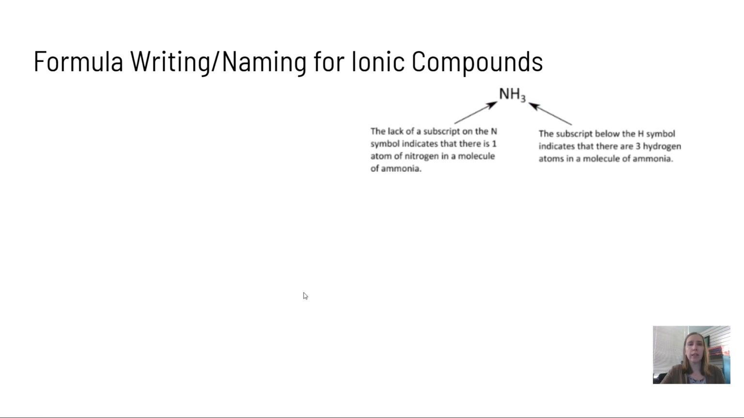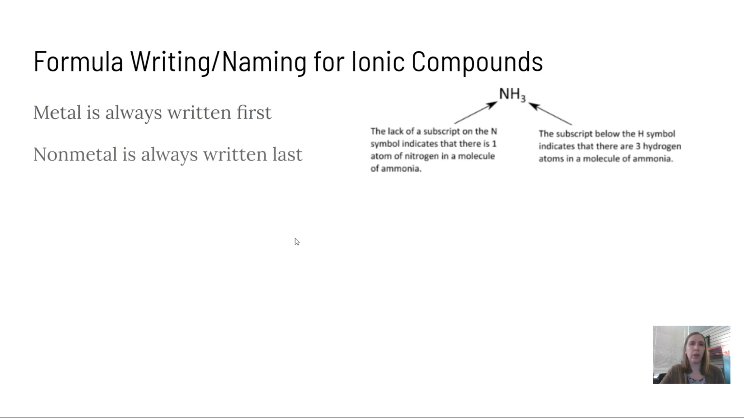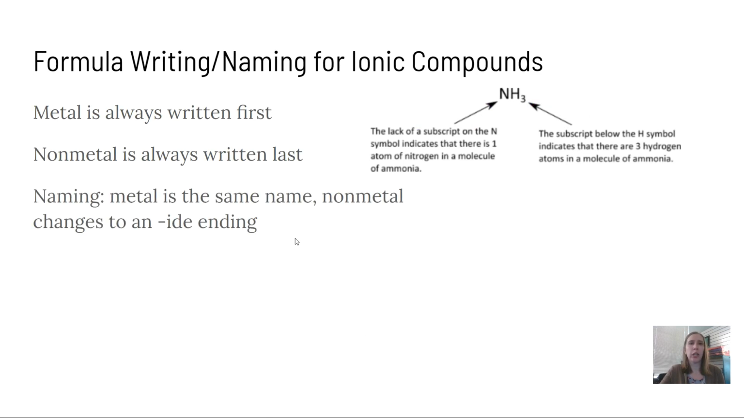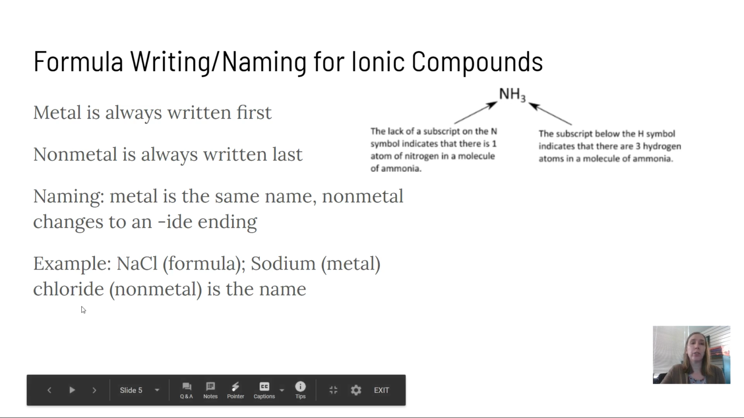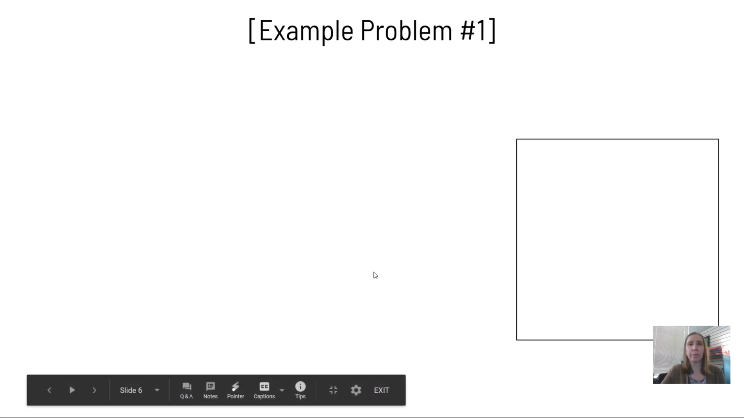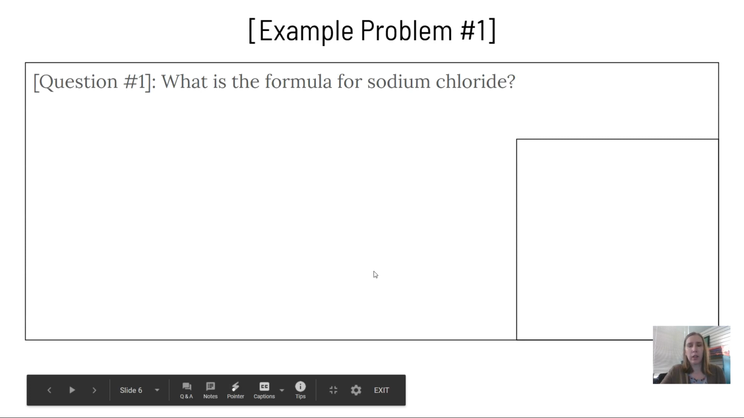So when we write the formulas or write the names for ionic compounds, we always write the metal first, the nonmetal written last, and then we change the nonmetal to an -ide ending. So our example would be sodium chloride, NaCl is the formula. The name, sodium, we named the metal its elemental name, and then we change chlorine to chloride because it's the nonmetal. Here's an example problem.